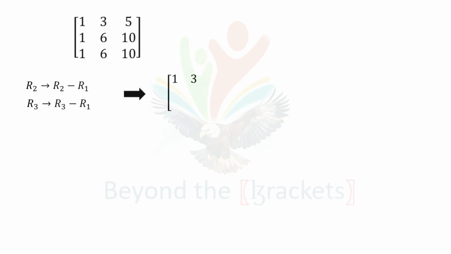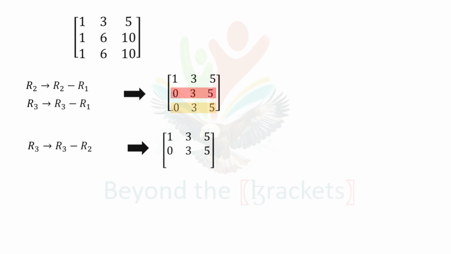First row will be written as it is. For the second row we get 1 minus 1, 6 minus 3, 10 minus 5. For the third row we get 1 minus 1, 6 minus 3 and 10 minus 5. Next, making this element as 0 using R2. So the operation will be changing R3 as R3 minus R2 after writing the first two rows as it is. For the third row we get 0 minus 0, 3 minus 3, 5 minus 5. The matrix is now reduced in the echelon form.